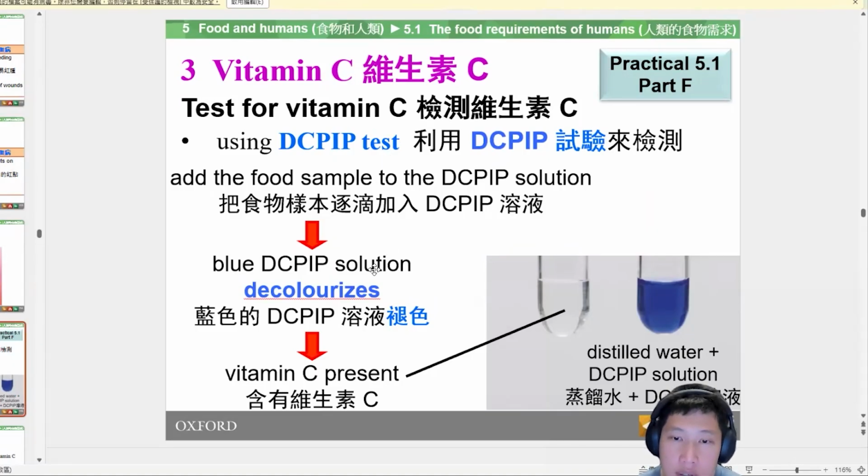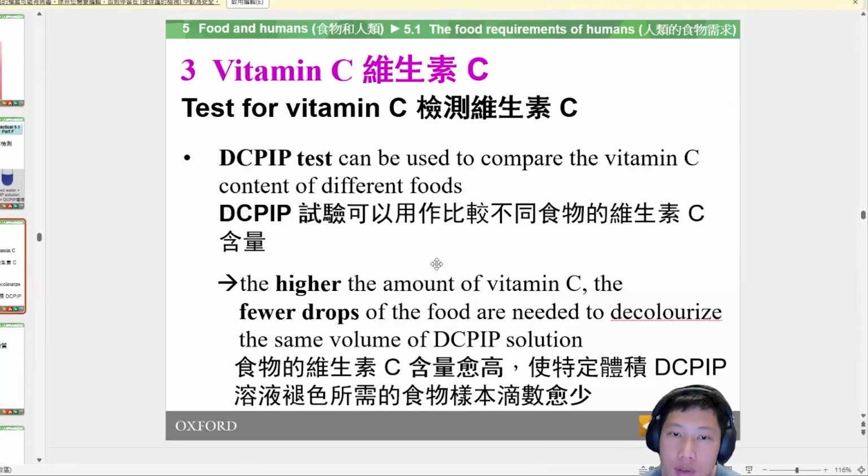So first thing, what do we need to do? We need to add the blue DCP-IP solution into the test tube first. Then we will mix a little bit of distilled water with it. Now, if we drop a certain amount of food sample into the DCP-IP solution, if it turns colorless, then in this case, we will say that vitamin C is present.